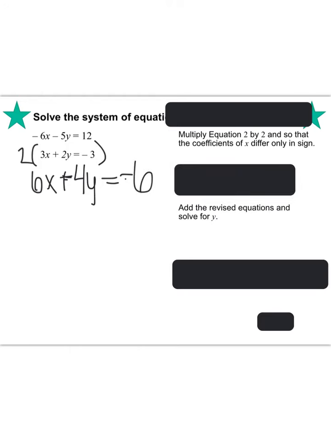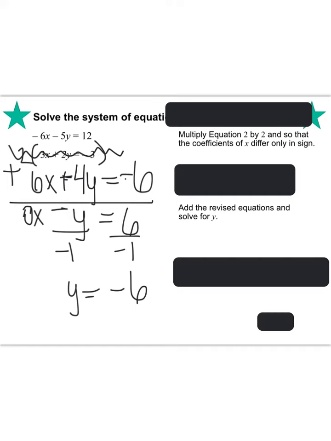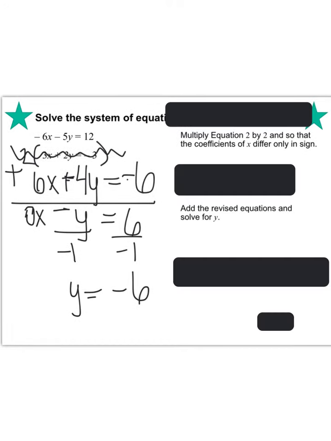Now the next step is we need to add our equations. So we don't need to look at this equation anymore because we have negative 6x minus 5y equals 12 and 6x plus 4y equals negative 6. So I'm going to add those and I'll get 0x and minus y equals 6. Divide by negative 1 and I get y equals negative 6. Okay, so we found our y, and I'm just going to write it over here so that we remember.